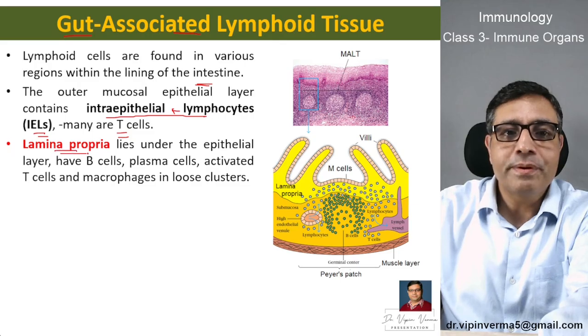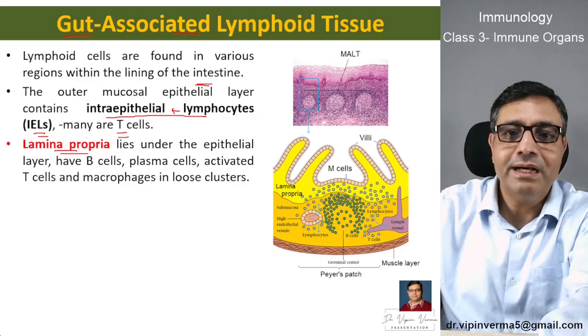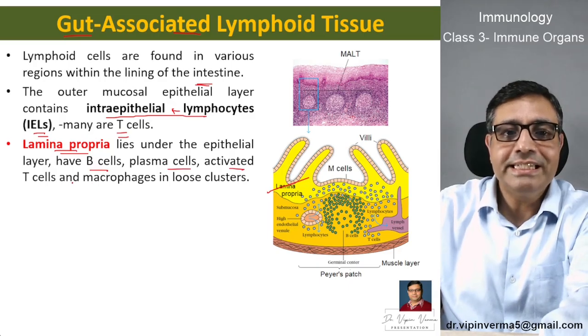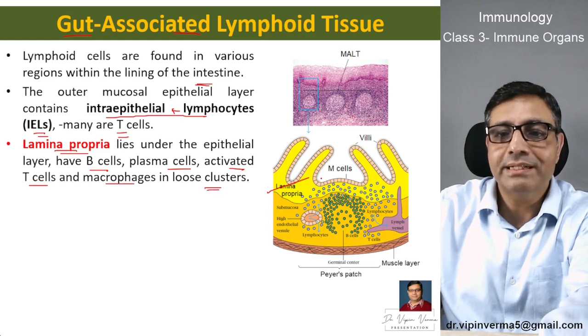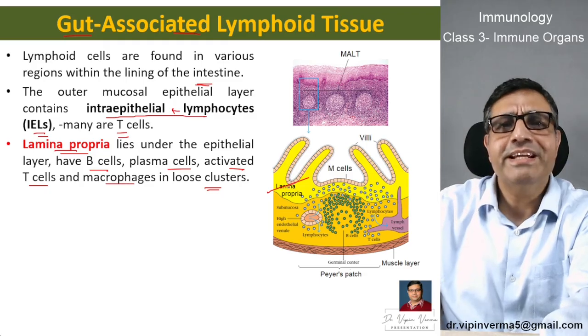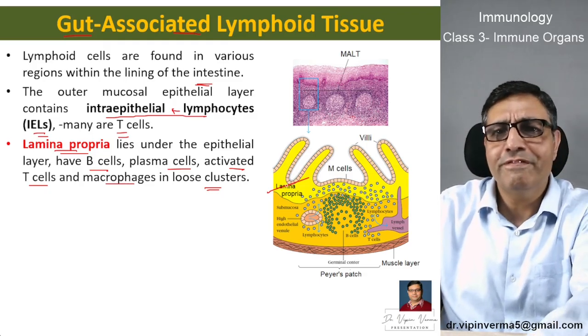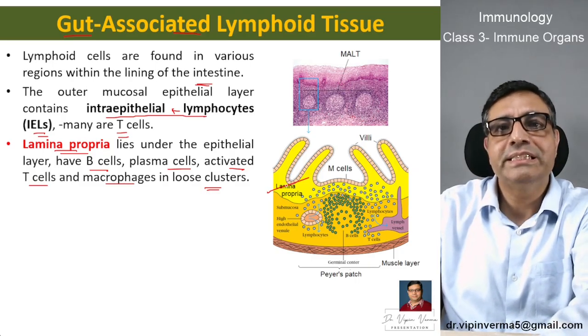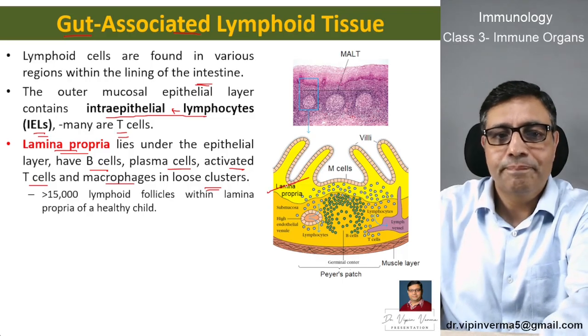Then we have the lamina propria. The lamina propria is the tissue beneath the epithelial cells. So here you will find the lamina propria. They have B cells, plasma cells, activated T cells and macrophages in loose clusters. You can see there is clustering here, and it is very loose, which means they are not organized. You will find some areas highly concentrated with a particular cell, and some areas mixed. So they have loose clusters.